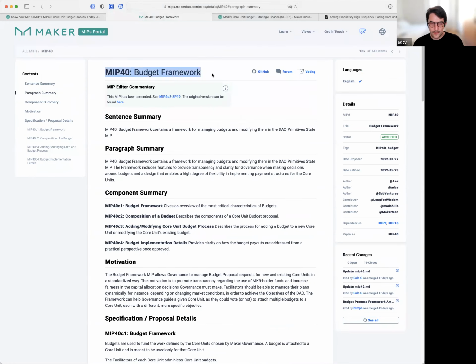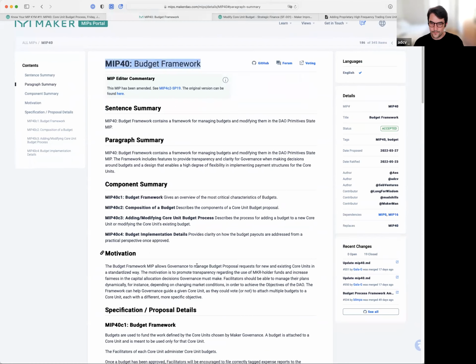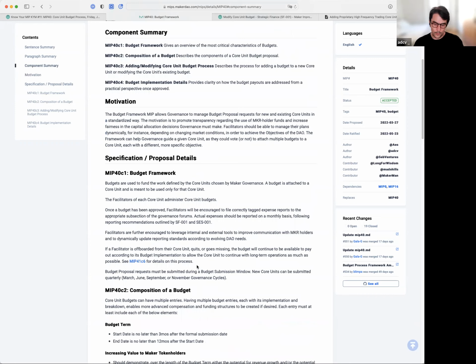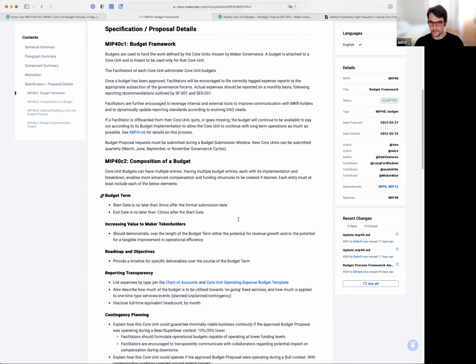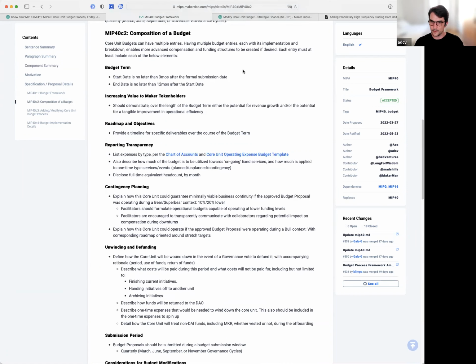So MIP40, it's live on the MIPS portal. I think what we're going to do is start going through some of the key changes and talk a little bit live. And here I encourage your engagement in case there are further questions or if there are any confusions. And apologies again for the dog in the background. It's quite bored. So we're going to walk through the main components of a budget written under the MIP40 requirements. They are, to be specific, a budget term, a motivation, a roadmap, contingency planning, submission windows, a modification greater than 10%, and considerations in the event of an offboarding.